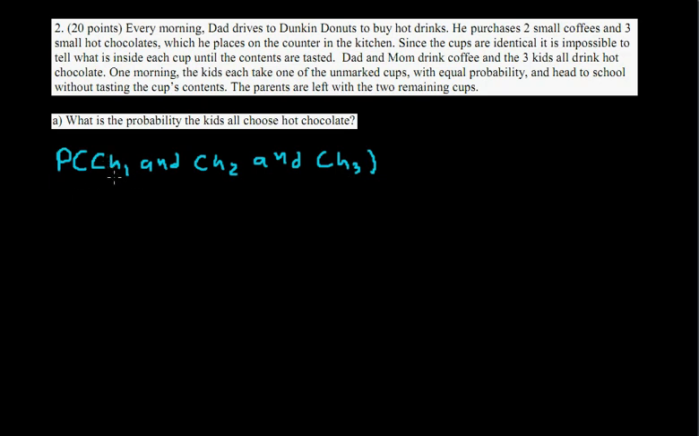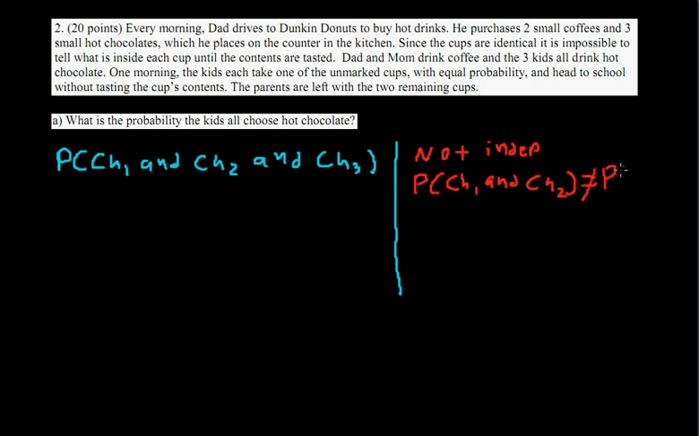And remember, these events are not independent, so we can't just multiply them out unconditionally. The fact is that this is dependent on this, which is dependent on this. So they're not independent, so I cannot just write P of, say, chocolate 1 and chocolate 2 as just the product of the probabilities. So this is not true. They are not equal to each other.